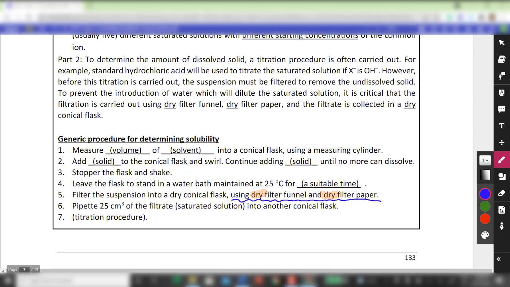Yeah. So when it comes to planning, I think you will encounter it a little bit more in JC2. So just be aware of how you could write a generic procedure, which is actually quite important in your learning.